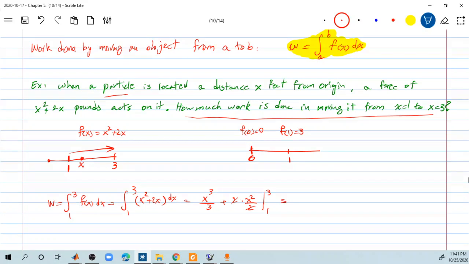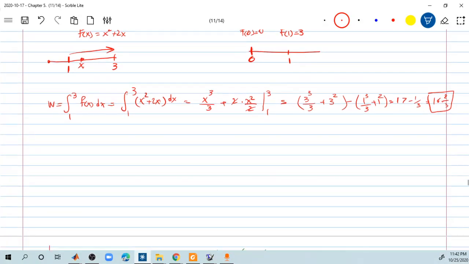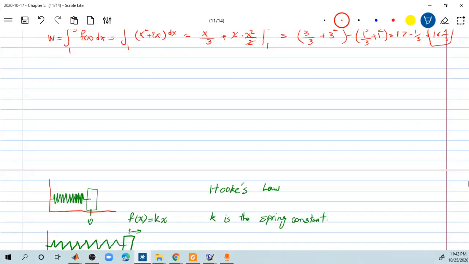If you replace 3 into the function, what you get is 3 cubed over 3 plus 3 squared. You replace 1 into the function, minus 1 cubed over 3 plus 1 squared. And if we add up all these, this is 18 minus 1, 17, 17 minus 1/3, so 16 and 2/3. This is the work that has been done moving this particle from location 1 to 3. It's not difficult as long as you set up the integral properly.